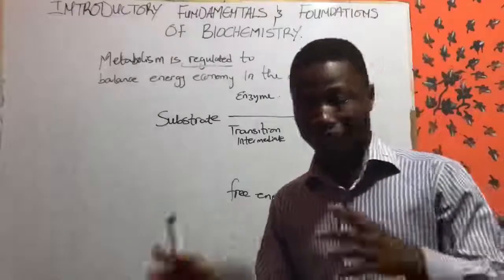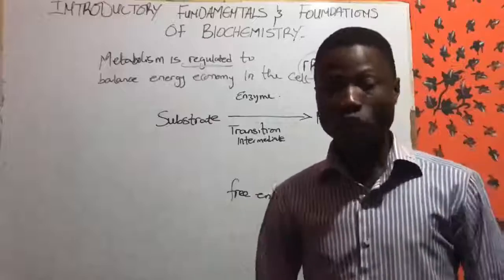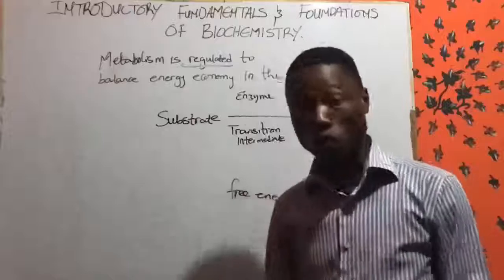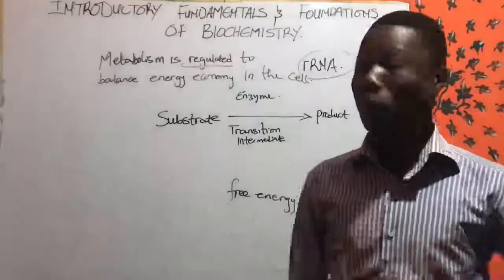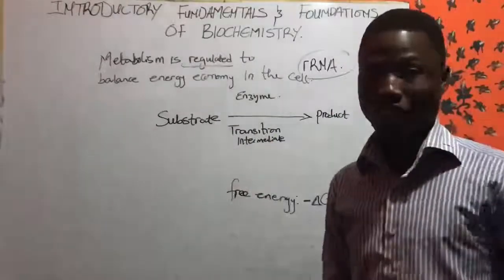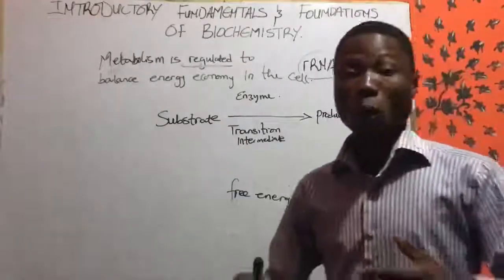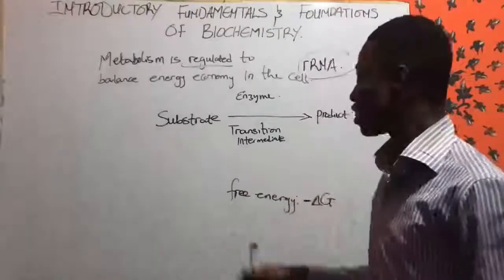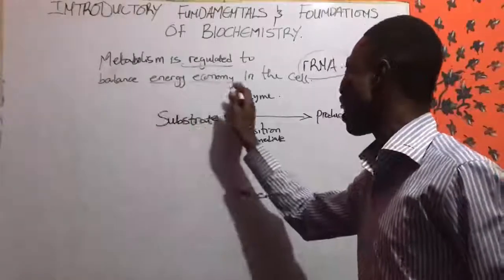I will try and explain there how breakdown of glucose in the human body is regulated in tandem with creating new glucose, or synthesis of glucose, in the human cell. But for now, let's stick with this, that metabolism is regulated. Just know that the rate of synthesis of metabolites and the rate of degradation of metabolites in the cell is regulated such that energy is not wasted, just to balance energy economy.